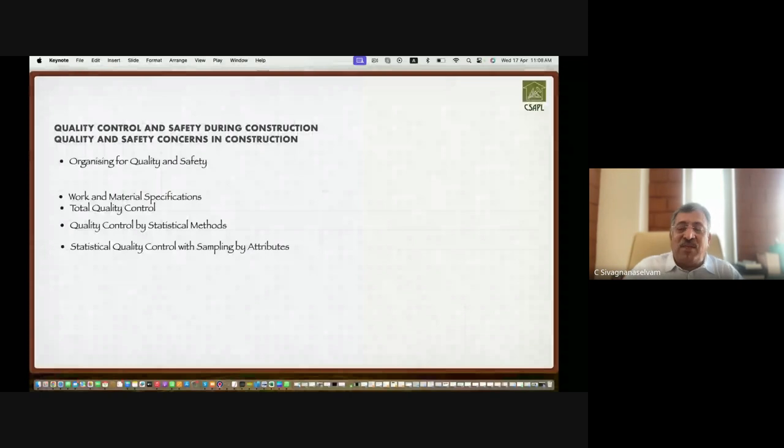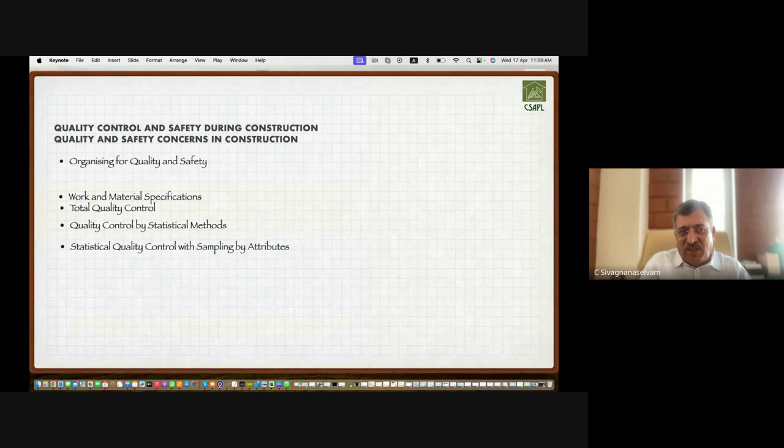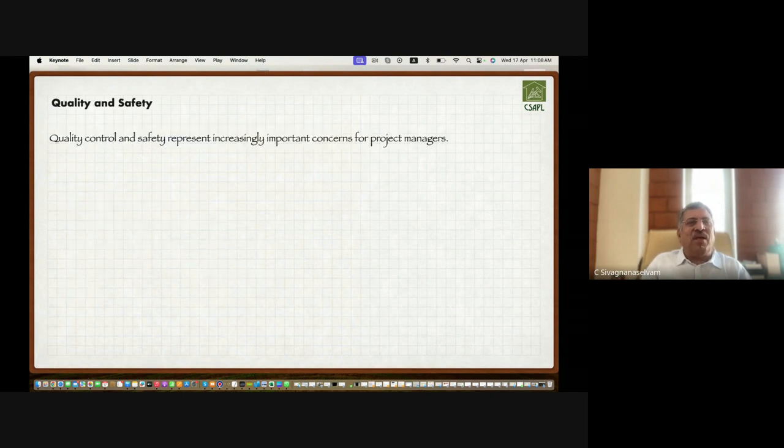This is just for information I am telling. This alone will not do. This statistical quality you had seen. All the quality parameters were taken care of. But what had happened? We found there are so many unacceptable mistakes because of small things, small negligence. So statistical quality alone will not support. And quality control and safety represent increasingly important concerns for project managers.